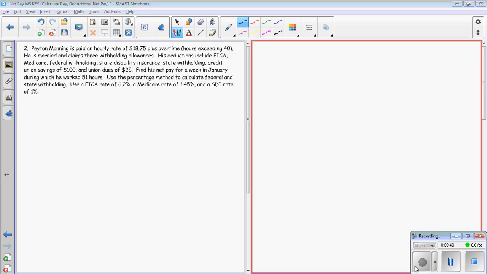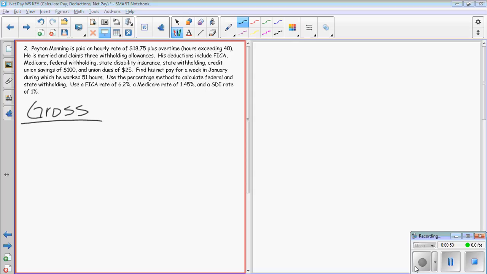Okay, the first thing I need to do is calculate his gross pay. He gets paid hourly, which is actually more familiar to most of you because that's how most of you get paid right now. So to find his gross pay, I have to take his regular hours. He worked 51 hours total. I have to take his regular hours, which are 40, and multiply it by $18.75. And that's going to give me $750.